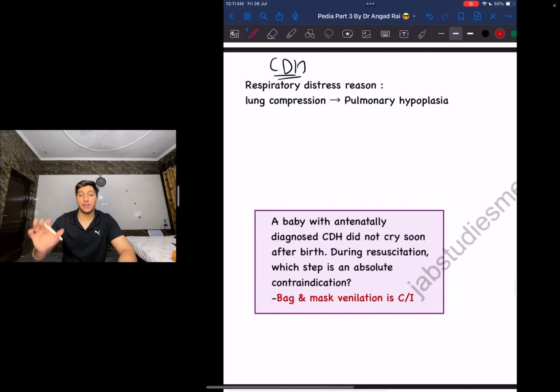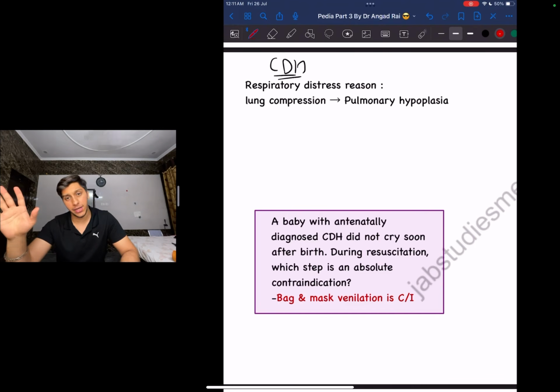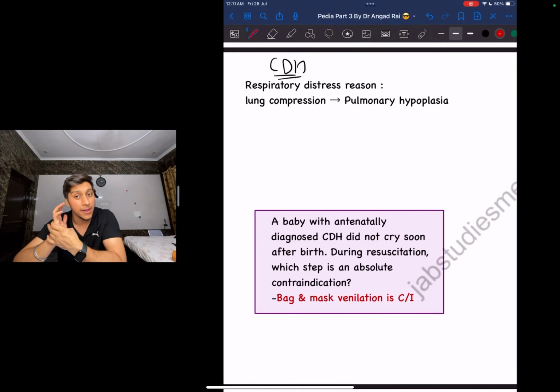In the question, guys, they'll ask you: patient was diagnosed with respiratory distress. We found out that there is congenital diaphragmatic hernia. What is the contraindicated method of PPV? That is, you will not do bag and mask ventilation. Why? When you do bag and mask ventilation, guys, some amount of air will go through the esophagus into the stomach. Then it will go to the intestines, and the intestinal content is already there in the thorax. So the intestine gets dilated and it will further cause pulmonary hypoplasia. That is why, guys, bag and mask is contraindicated in congenital diaphragmatic hernia.